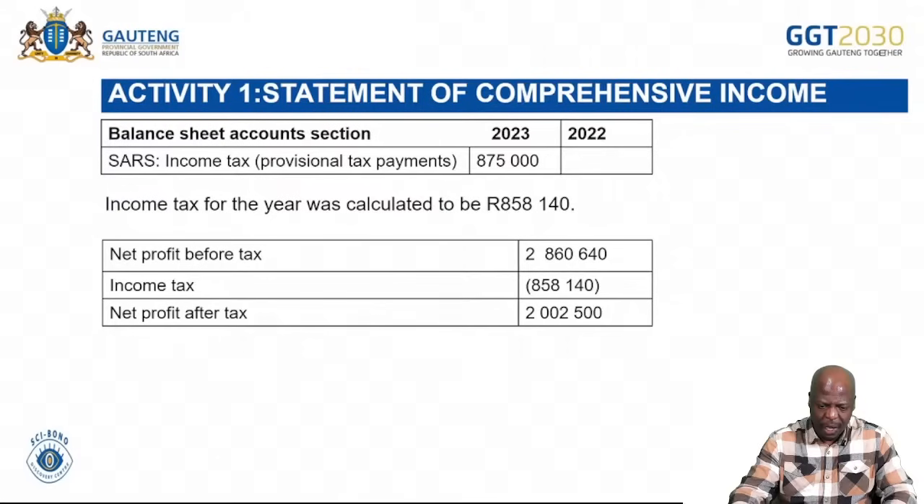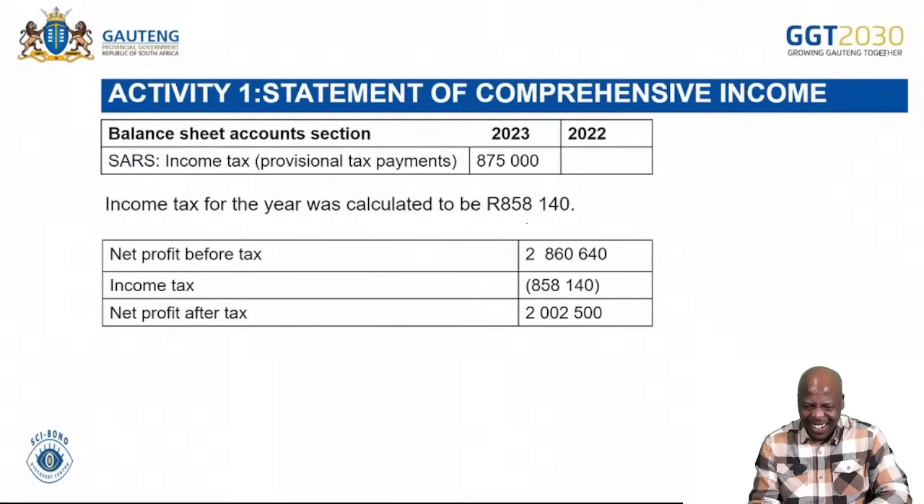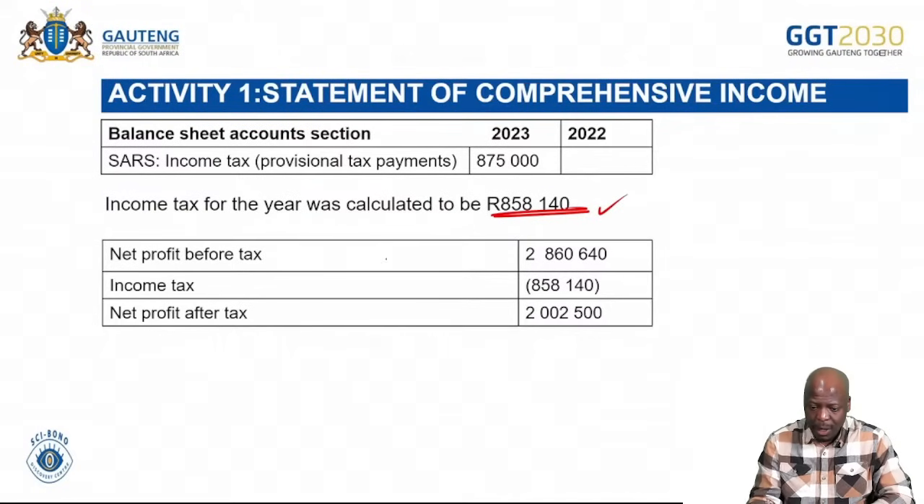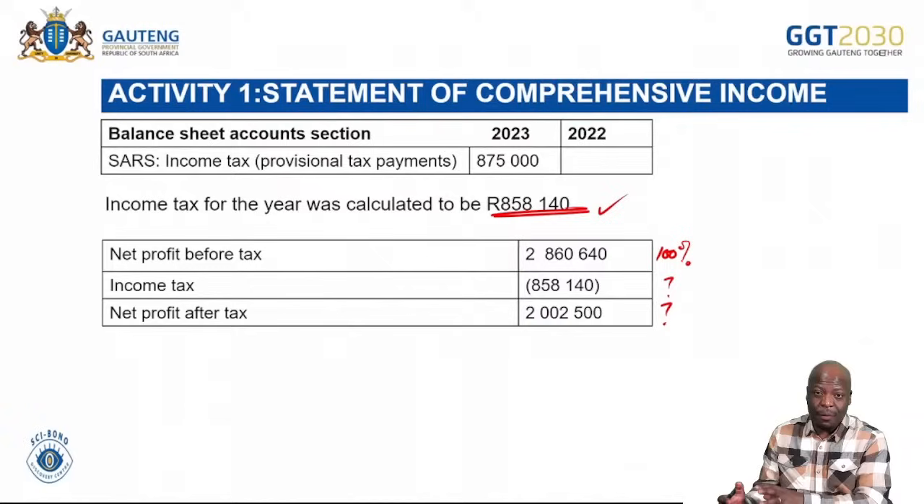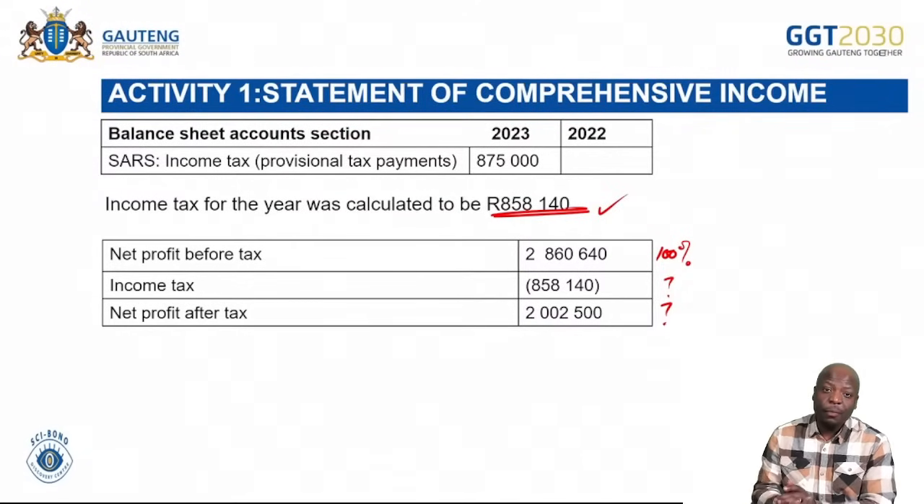So the last part is on your net profit before tax, and then you have income tax. We are told income tax for the year was calculated. This was not a problem. Net profit before tax, income tax, net profit after tax. That is not a problem. Just remember tomorrow, if anything like this comes, here it has to be 100%, and then here you're given a particular percentage. If it's 30, then it's 70. If it's 28, then it's 72. It all depends on what you are given.